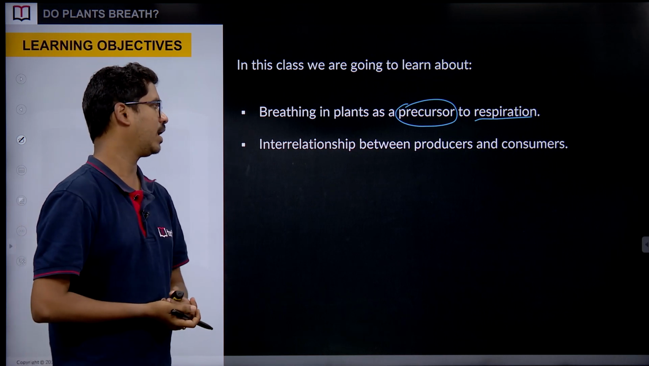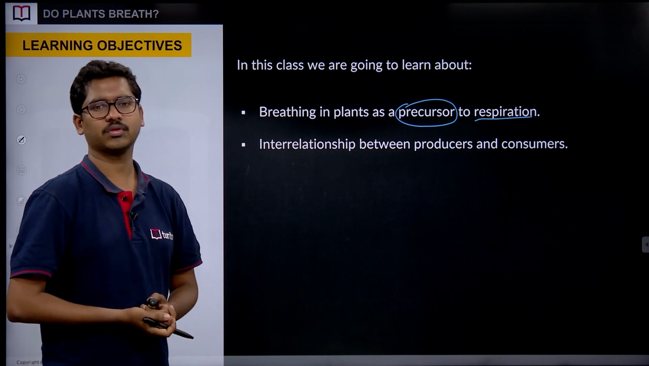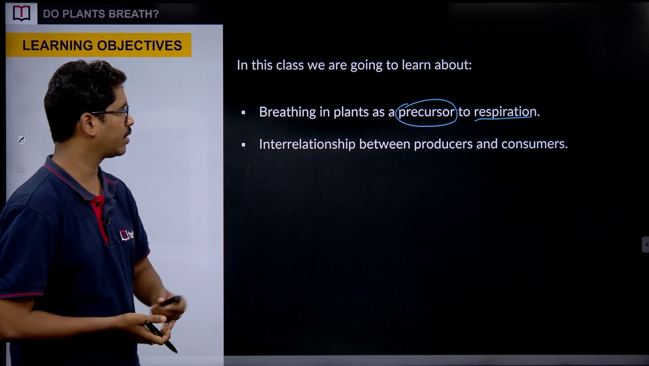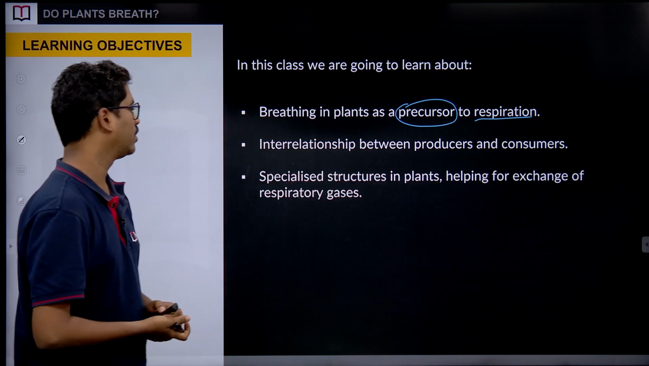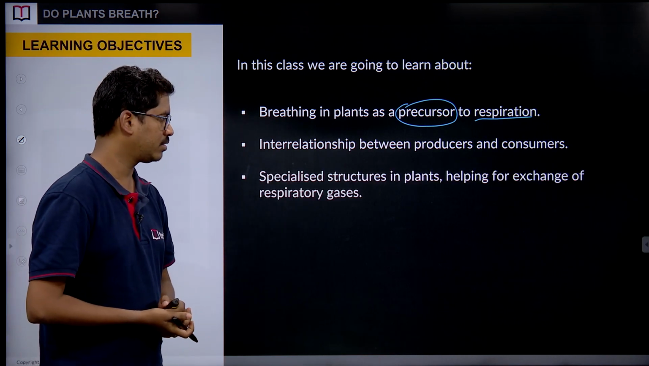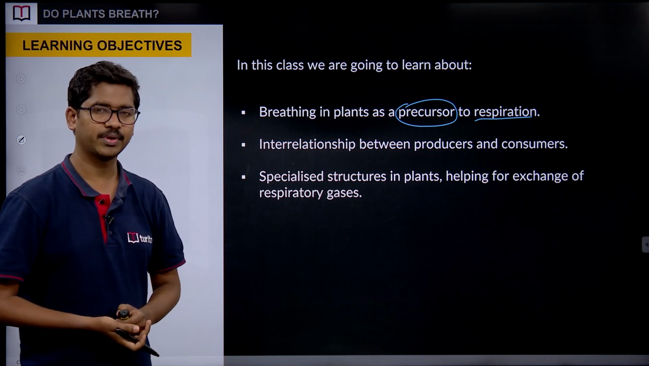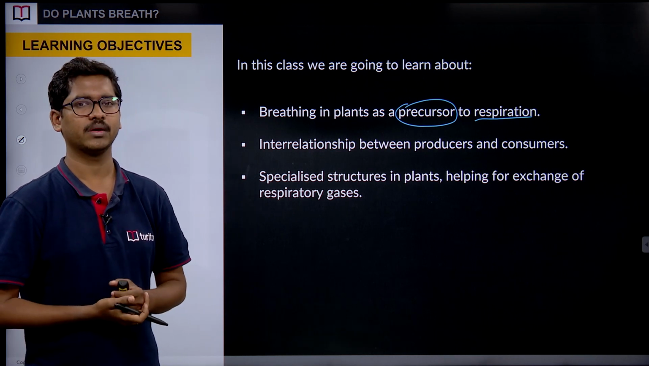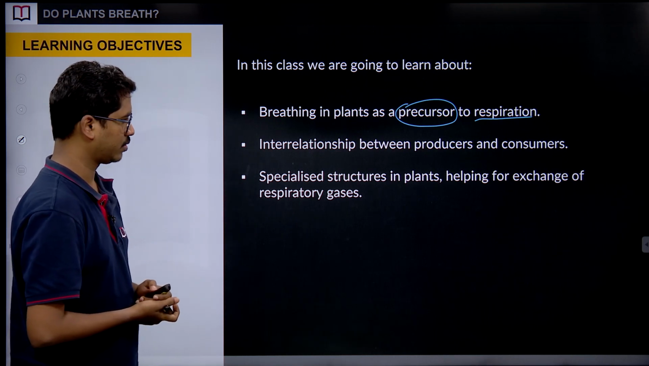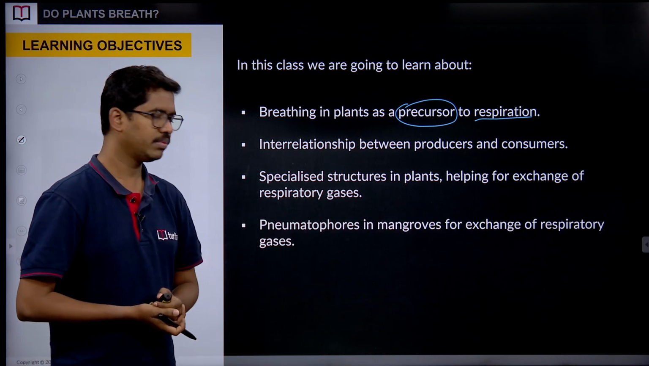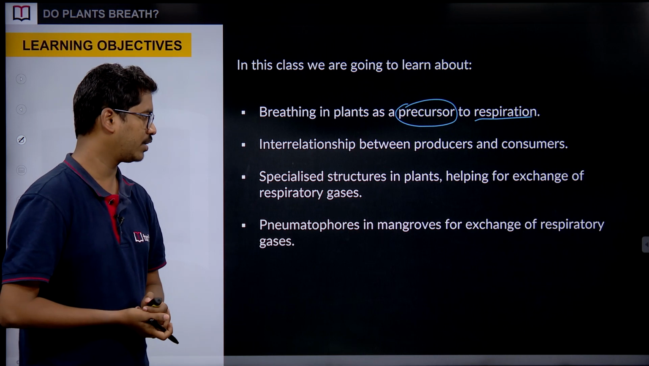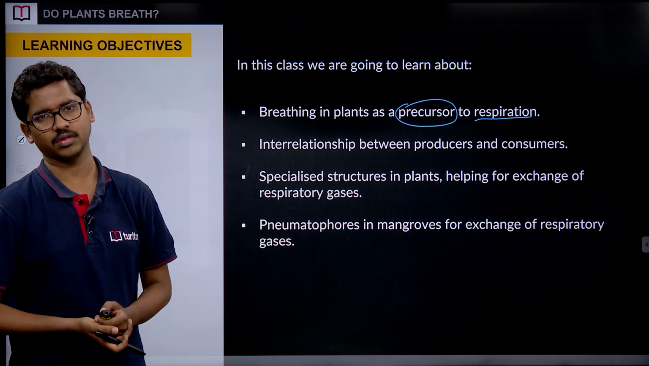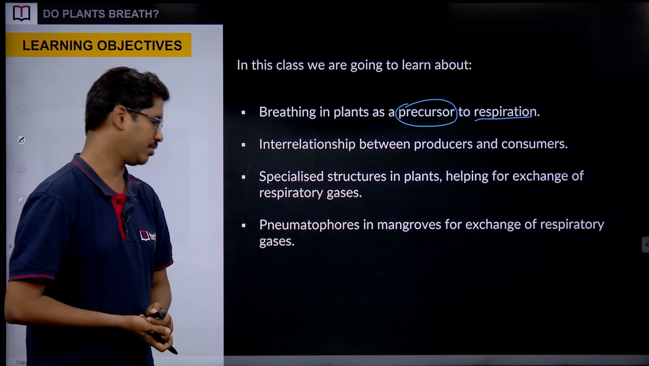Now, we need to understand the interrelationship between producers and consumers, that is, how they are linked in the aspect of breathing. Then we will look into specialized structures in plants helping in the exchange of respiratory gases. Of course, when they are breathing, we need to understand that respiration is happening here, right. That respiration process we will look into. Next, we will understand the structures called pneumatophores in mangroves for the exchange of respiratory gases, and how they perform this exchange, especially in the roots of these mangrove trees.